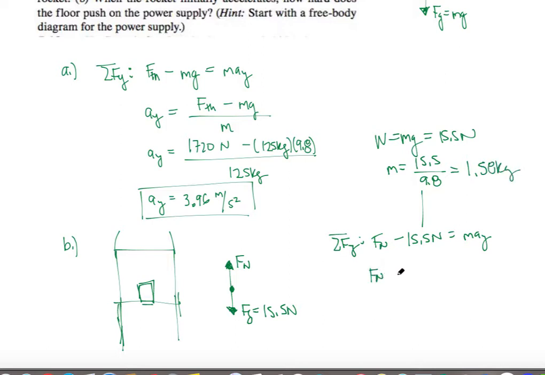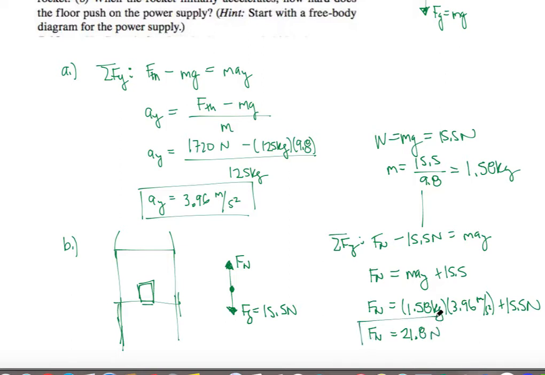And so to find this normal force, I'm going to have may plus 15.5 newtons. And so that's going to be the 1.58 kilograms of mass for this box times my 3.96 meters per second squared plus 15.5 newtons. So plugging this all into my calculator, I get a normal force of 21.8 newtons.